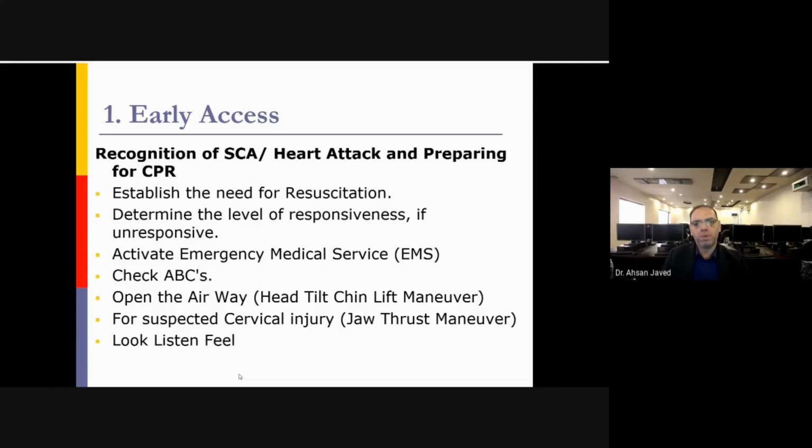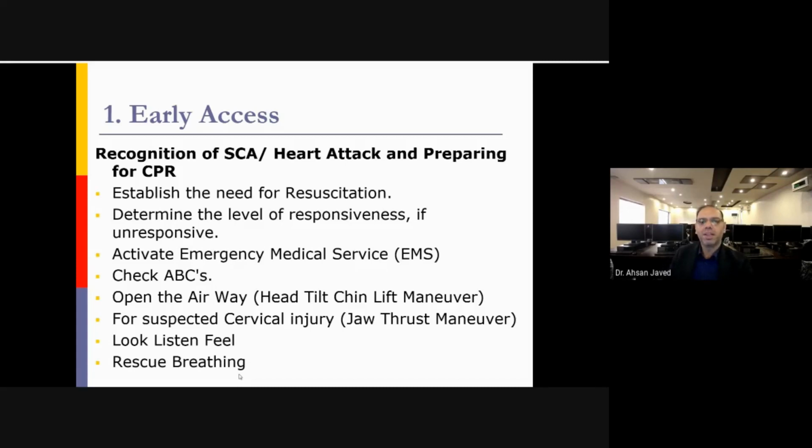Apply the principle of look, listen, and feel. Look for the rise and fall of the chest. Listen to the breath sounds, the air which comes out of the mouth, and try to feel the warmth of the air with your earlobes. The practice will be done, or I will upload a video in which this approach can be demonstrated appropriately.